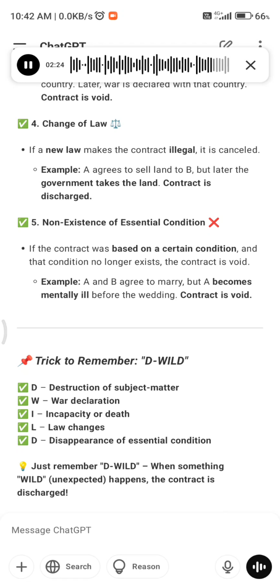Trick to remember: D.W.I.L.D. D: Destruction of subject matter. W: War declaration. I: Incapacity or death. L: Law changes. D: Disappearance of essential condition. Just remember D.W.I.L.D.: when something wild, unexpected happens, the contract is discharged.